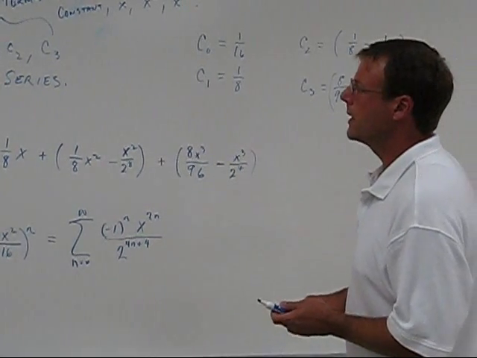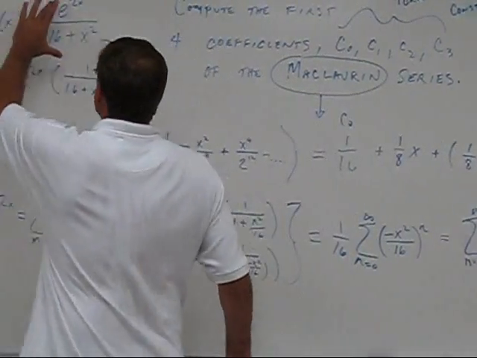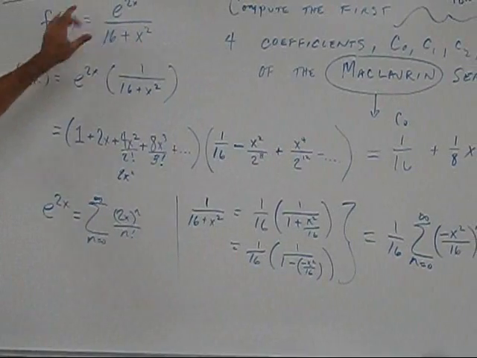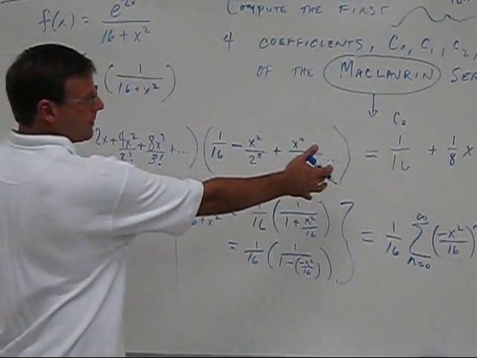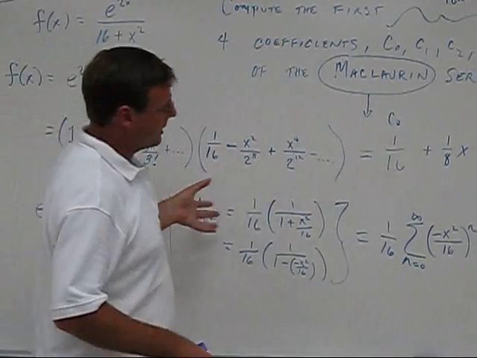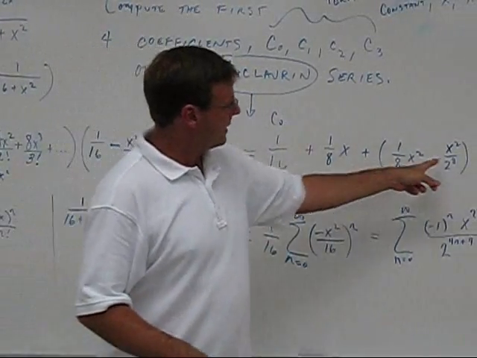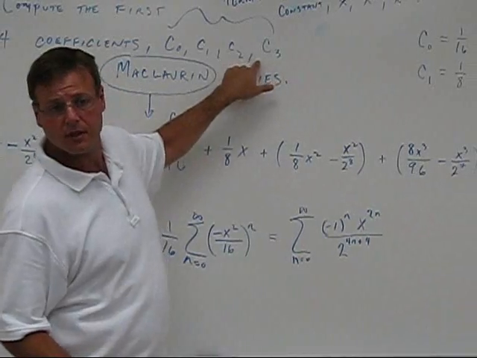So in closing, what I did was I wanted to get this expansion for this function. I went and got this one. I went and got that one. I wrote out a few of the terms, and then I did the multiplication to the point where I could read off the coefficients that I was interested in, and that's all.